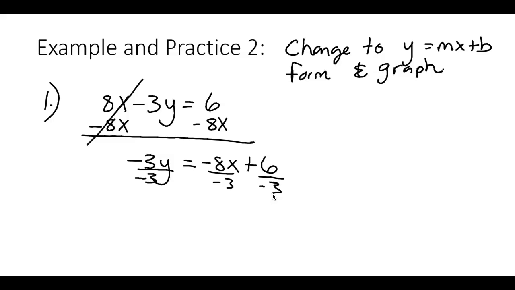Right? So negative 3 divided by negative 3 is 1. And that would be 1y, and we don't need to write the 1. Negative 8 over negative 3. Those don't divide or reduce, but the negatives can cancel each other out. So that would be 8/3. 6 does divide by negative 3 to make negative 2. And now it's in the graphable format. Okay.